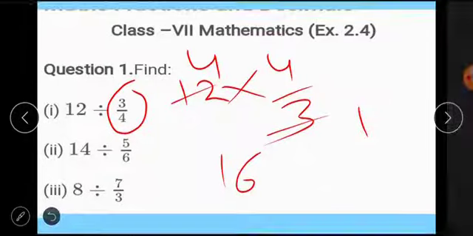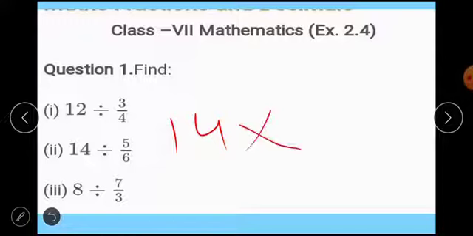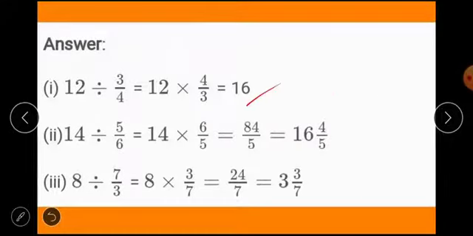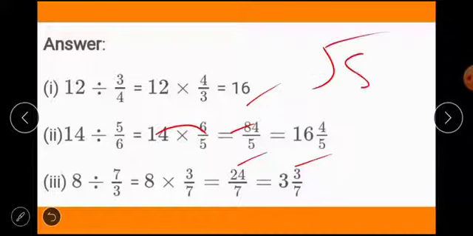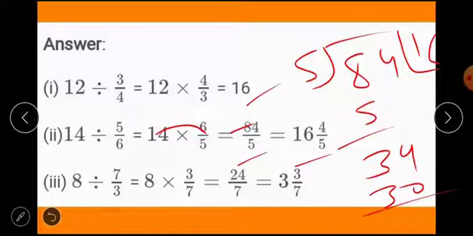Next part is given. What is given in the next part? 14 divided by 5 upon 6. So you will say 14 into 6 upon 5, and if you can cancel out then you will do so, otherwise you will simply multiply. So 14 into 6 will be 84 upon 5, and then you will convert 84 upon 5 into a mixed fraction, which means you will divide 84 by 5. So you will get 16 and whole 4 upon 5. 5 ones are 5, then remainder 3, 5 sixes are 30. So your remainder will be 4.